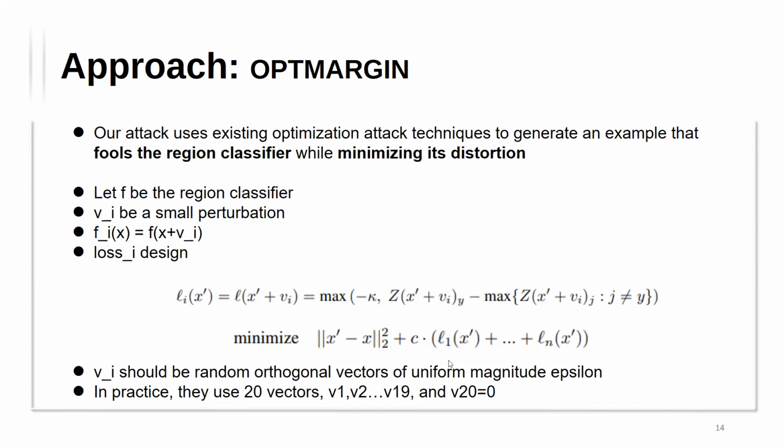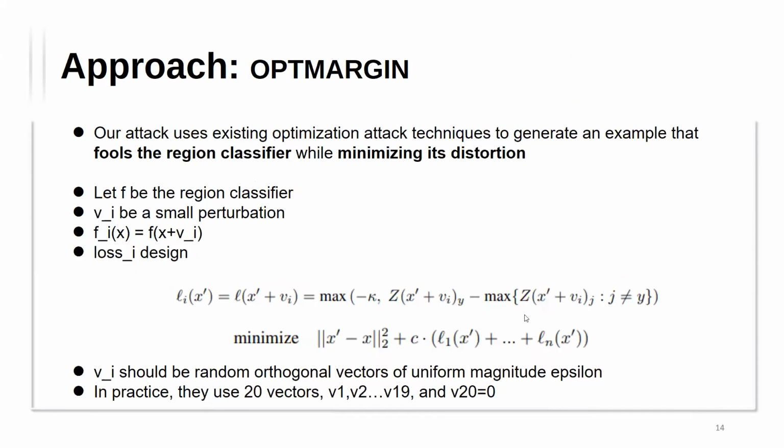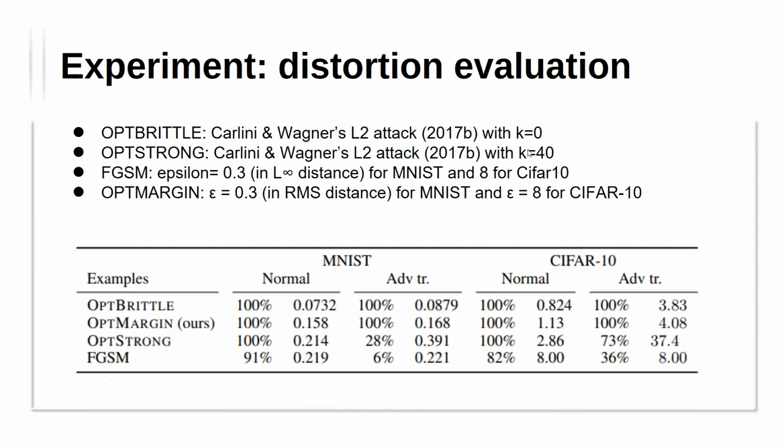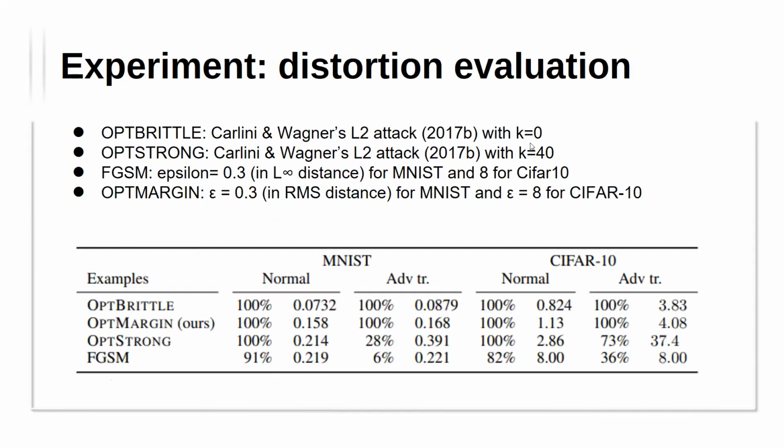I think the difference is here they have 20 vectors, but in Carlini and Wagner's paper, they have only one vector. I think that's the difference. And the opt brittle is with k equals 0. Let's go back. So k is the confidence. One is less confident, you only need it to predict the wrong label, and the other one is strong.